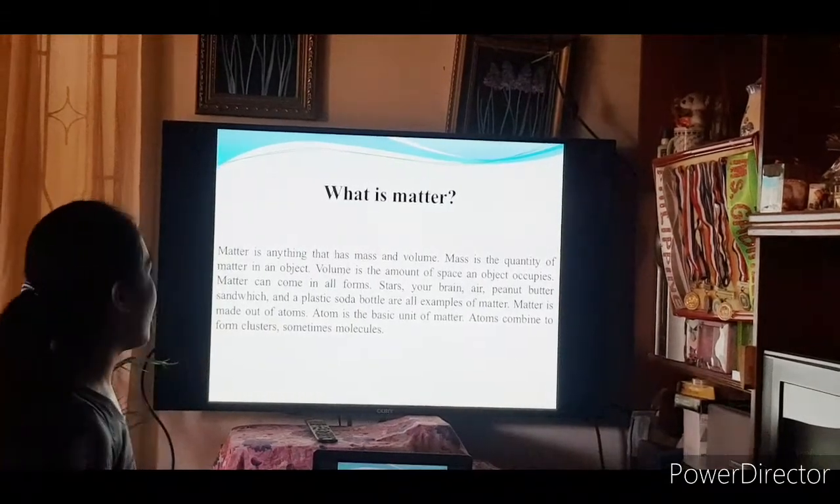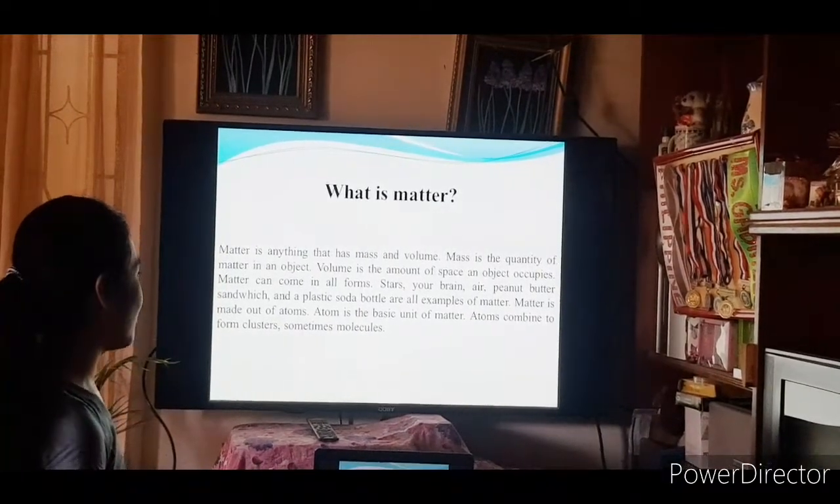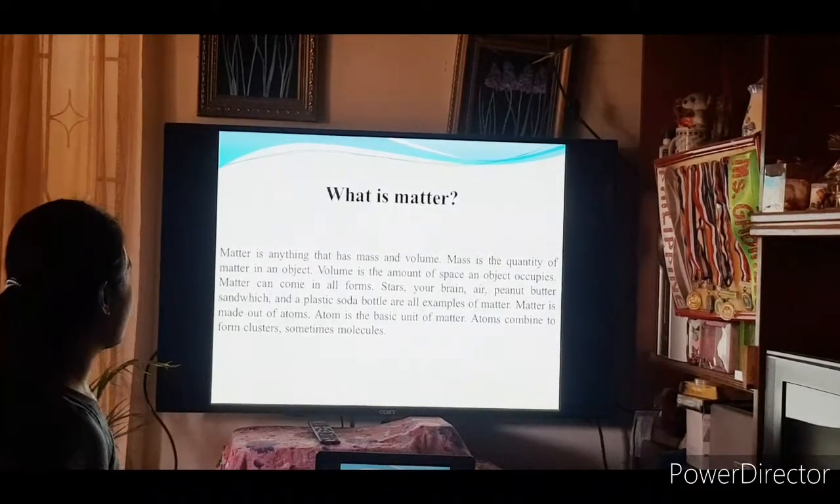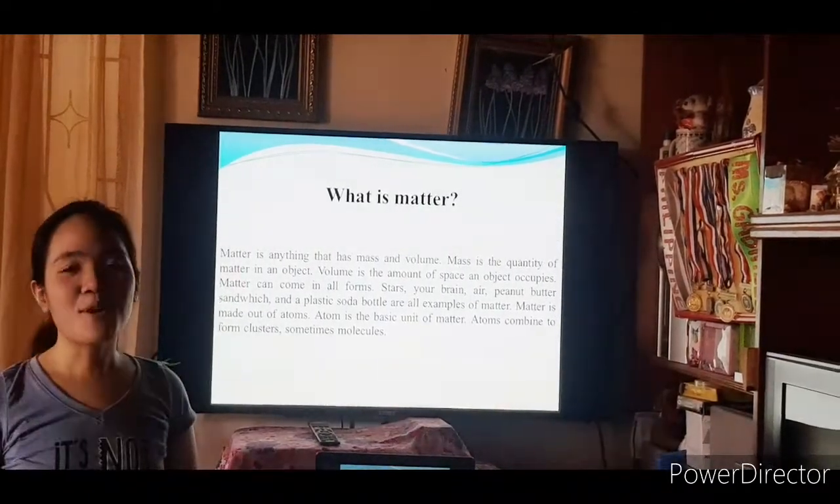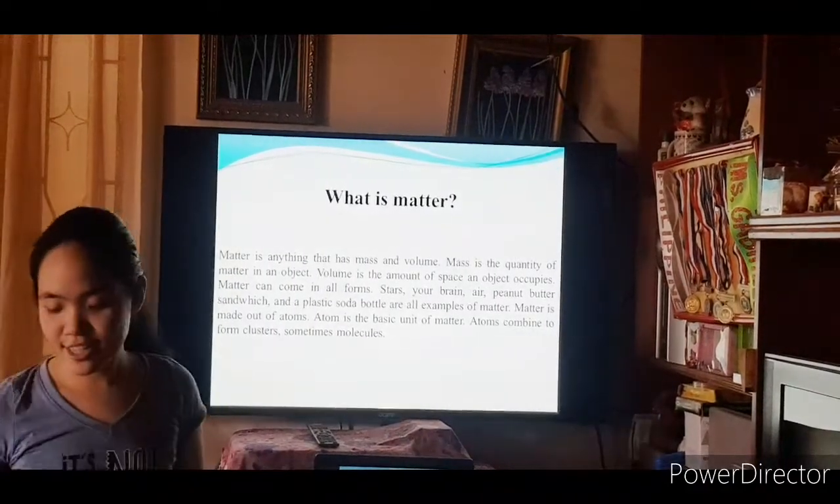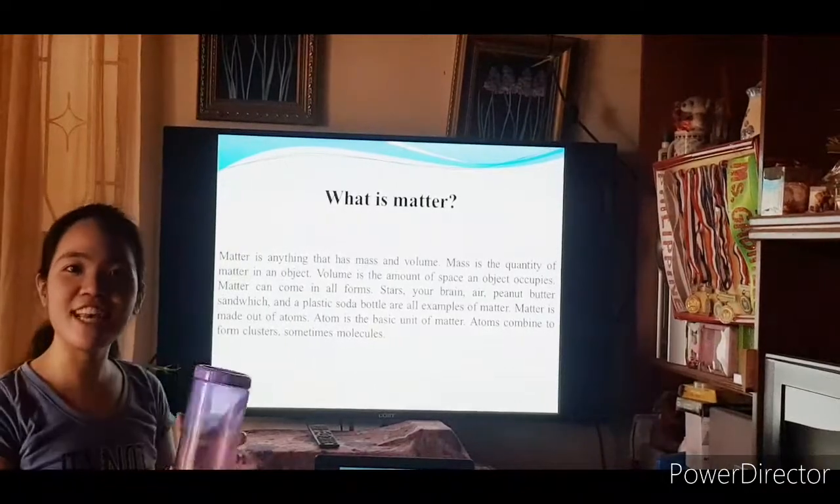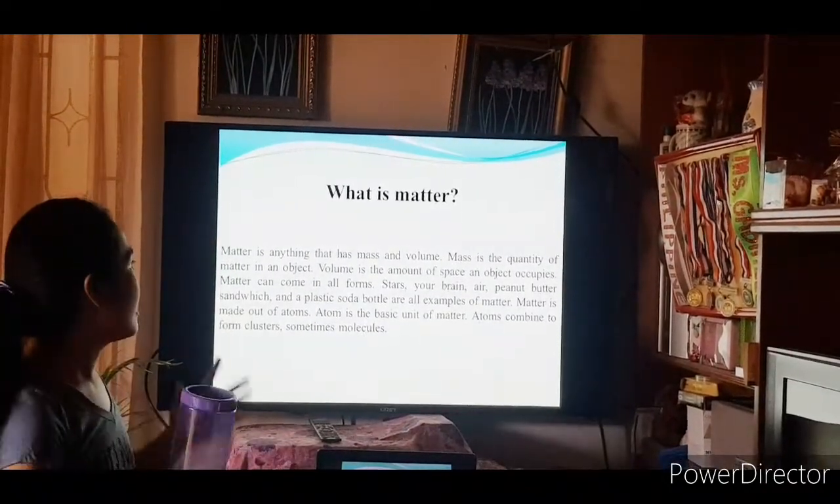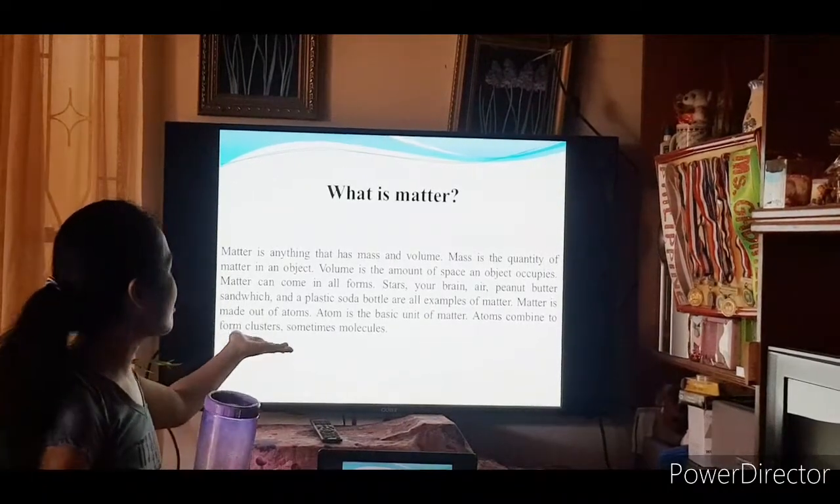Matter is made out of atoms. Atoms are the basic unit of matter. Atoms combine to form clusters, sometimes molecules. So matter is all around us, like for instance, this container. This container is a solid.